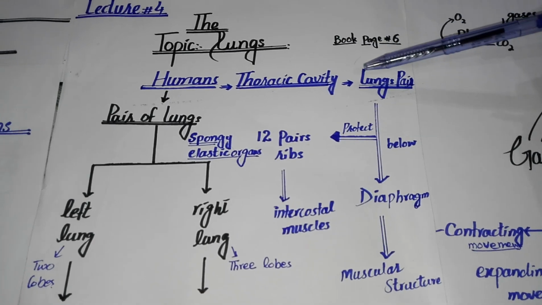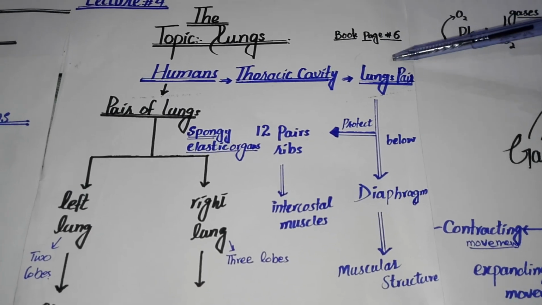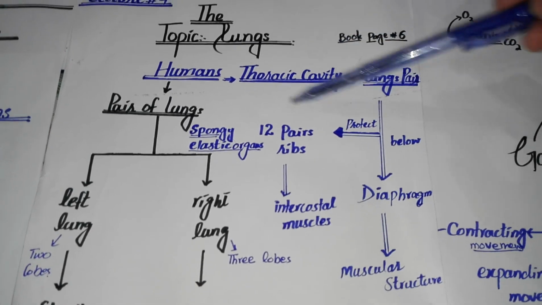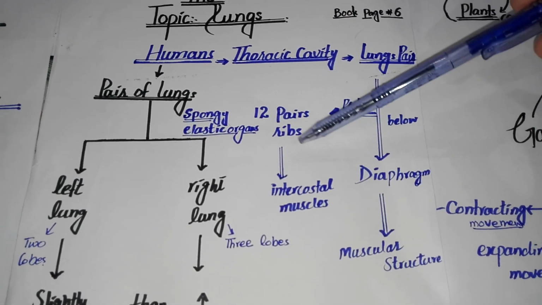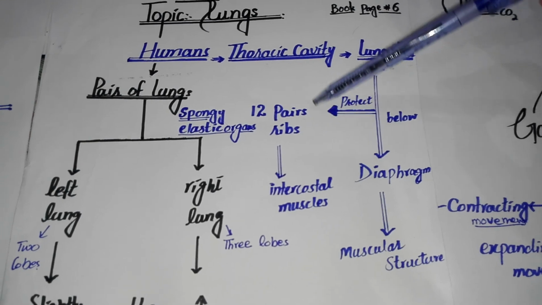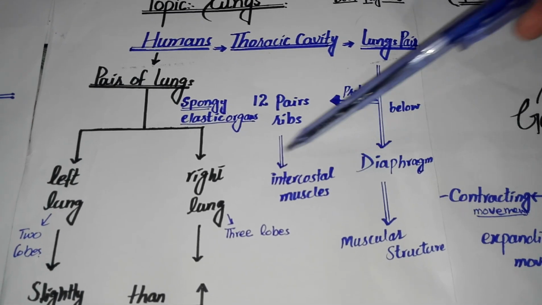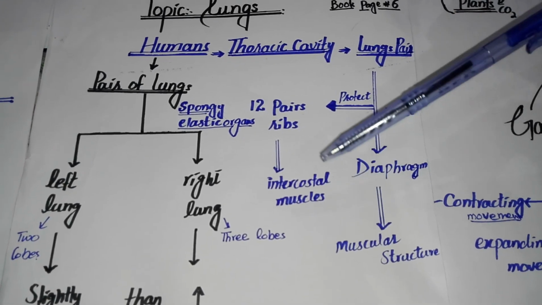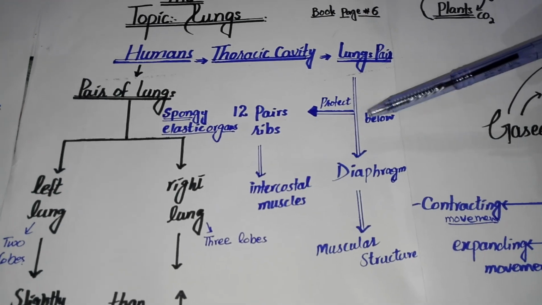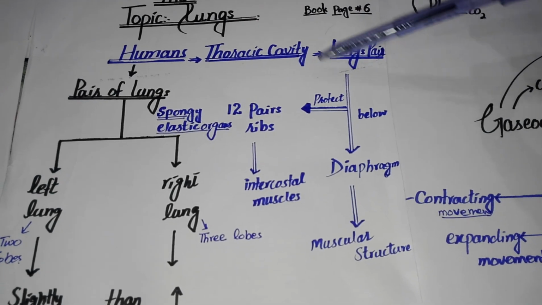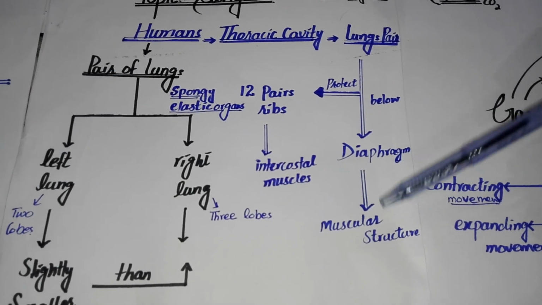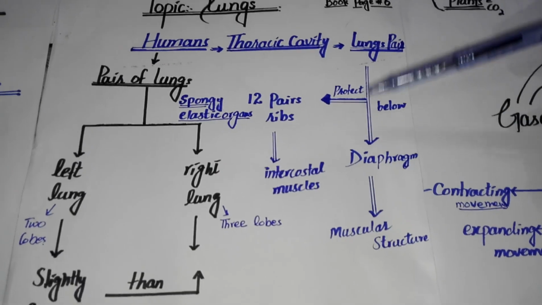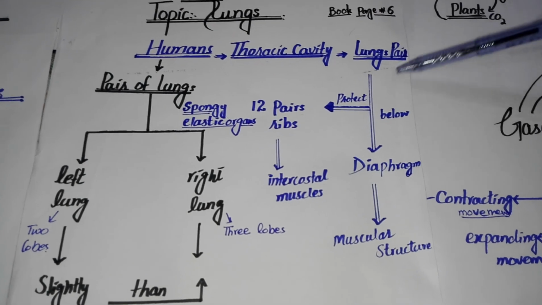Let's see the lungs. We know that the lungs are present in humans in the thoracic cavity, and they are protected by 12 pairs of ribs. These ribs contain the intercostal muscles that relax and contract. Below the lungs there is a diaphragm, a muscular structure that also relaxes and contracts.